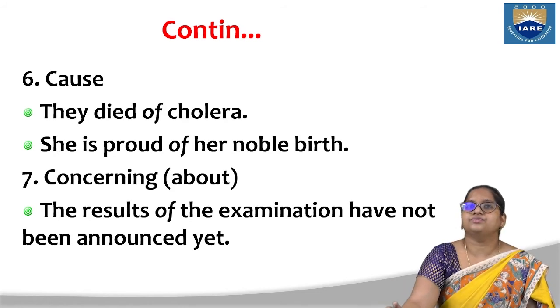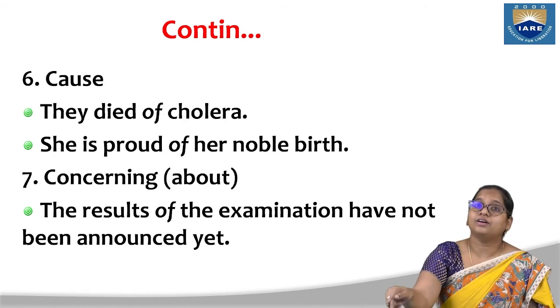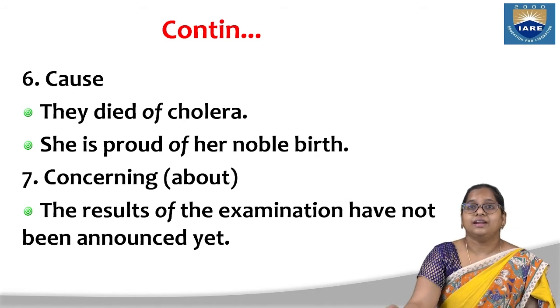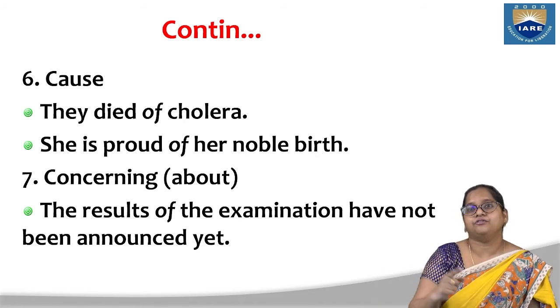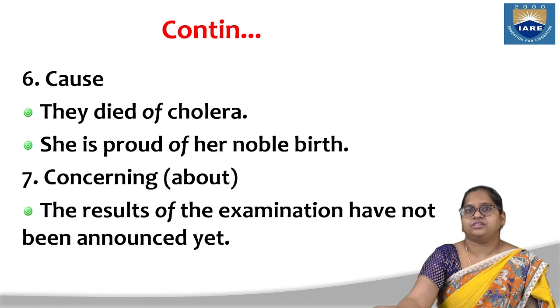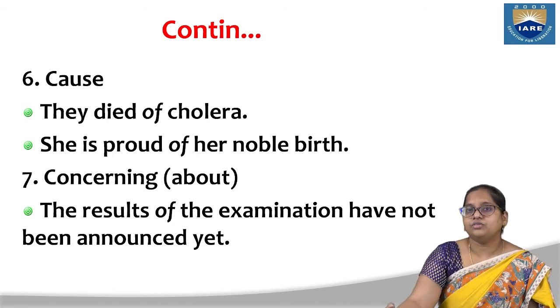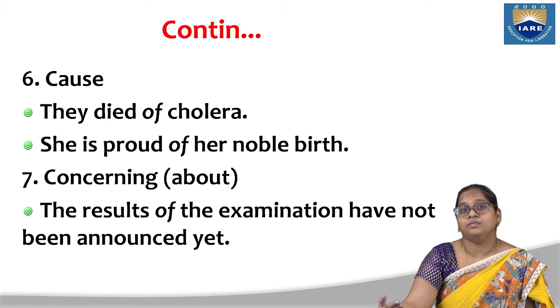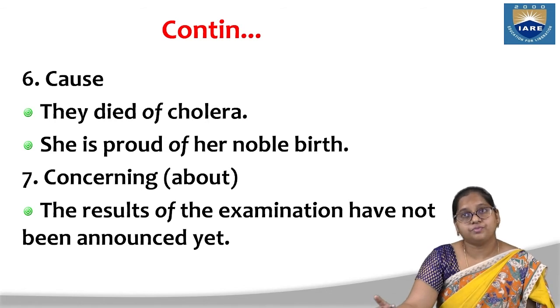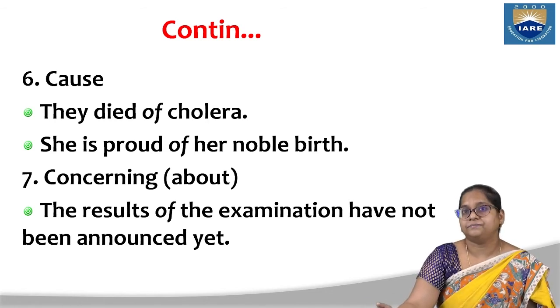Next, you can also use this preposition when you're talking about cause, about any cause. Like you can say, they died of malaria, they died of cholera, right? And also you can say, she's proud of her noble birth. So any cause: she's proud of her noble birth.